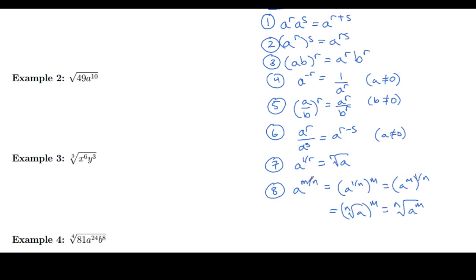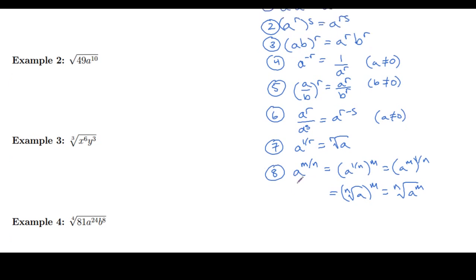Okay. Property 7 says if you have a to the 1 over r, then we can rewrite that as the rth root of a. So for example, a to the 1/2 would be a normal square root. And then the 8th property, which is quite useful, is if you have a to m over n, so some kind of rational, then you can write this as a to the 1 over n, and then that to the mth power, which is the same thing as the nth root of a to the m. And you could also swap the m and the 1 over n. So you have a lot of variability here. You have a lot of choices you could make in your rewriting, and in some situations one might be more preferable than the other.